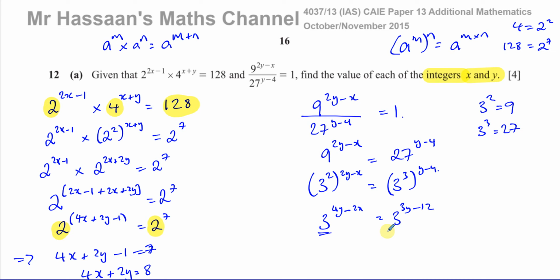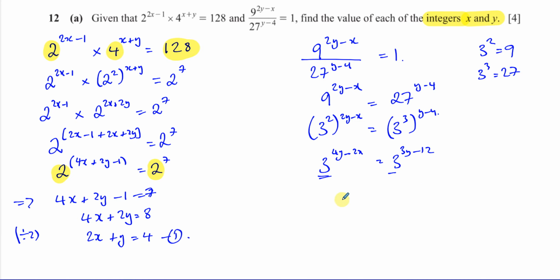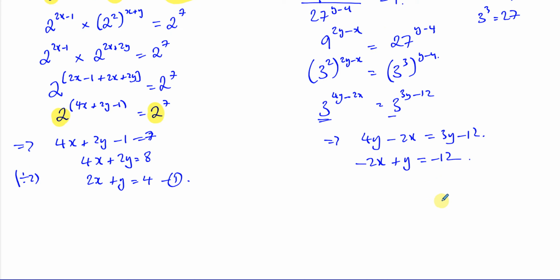Again, now the bases are the same, so I can equate the powers. I can say from here that 4y minus 2x is equal to 3y minus 12. Now, if I subtract 3y from both sides, I'm left with minus 2x plus y equals negative 12. And I've got an equation here, equation 2.